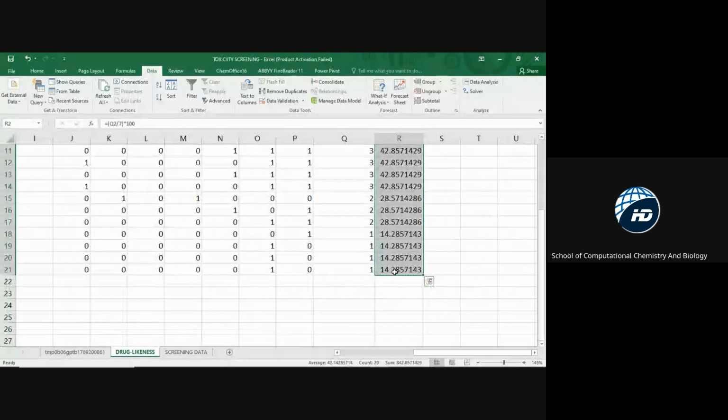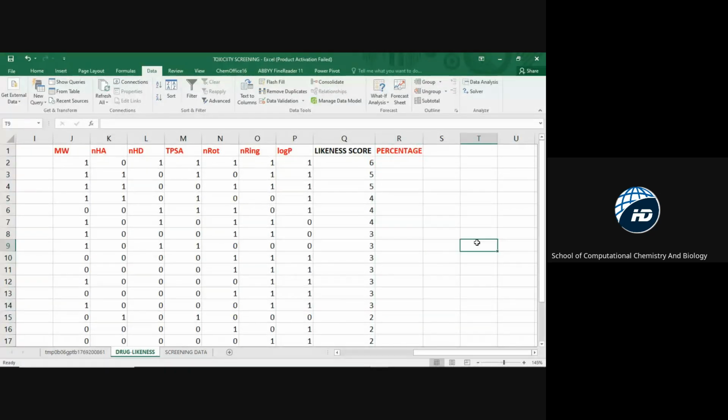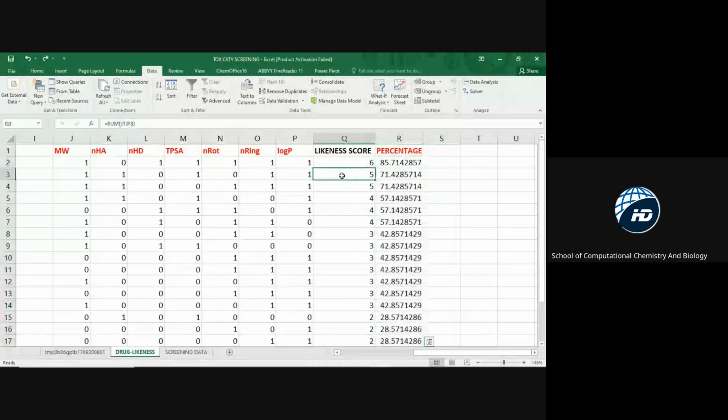Let me remove this, so let's do that together. We got the likeness to be 6 already. Now the percentage is equal to my likeness score. After it is calculated, we sort to arrange it in descending order, ranking from 6 downward.